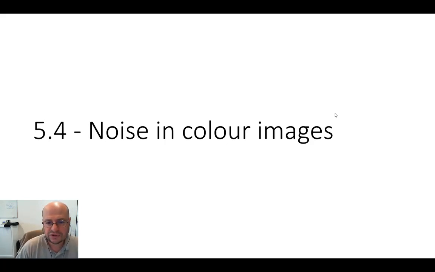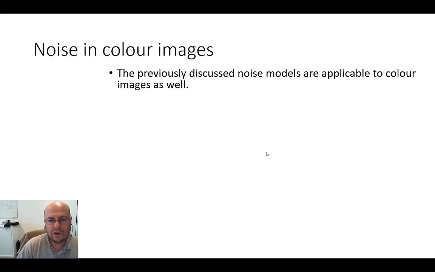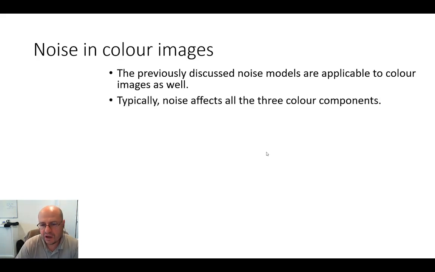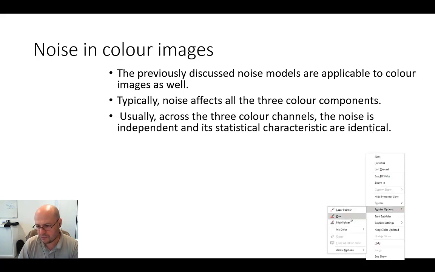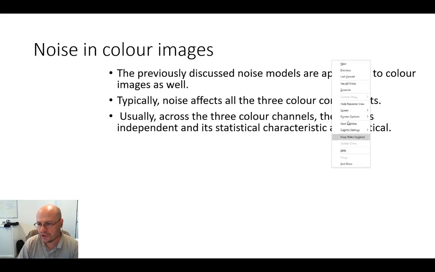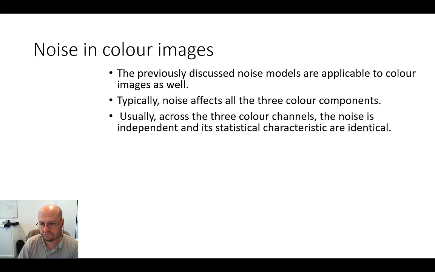Noise in color images. All the noise models that we discussed a few weeks ago are applicable to color images as well. Typically, noise affects all color channels, all color components. And usually across the color channels, the noise is independent and its statistical characteristics are identical. So if you want to build a color model, it's usually enough to analyze one channel and apply the same correction to all three channels.